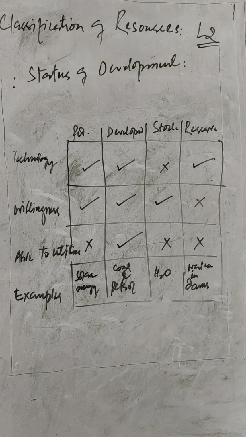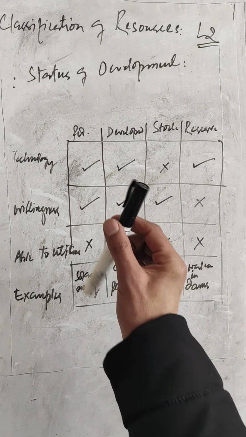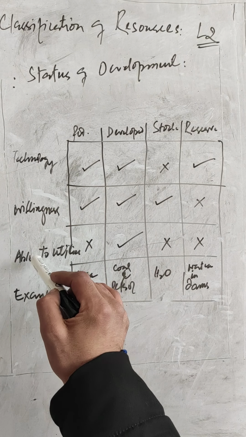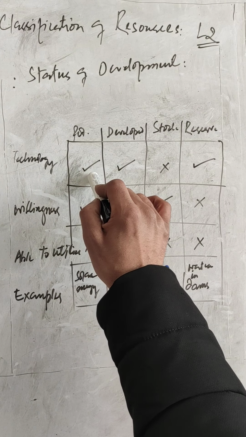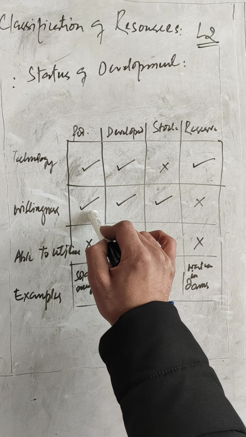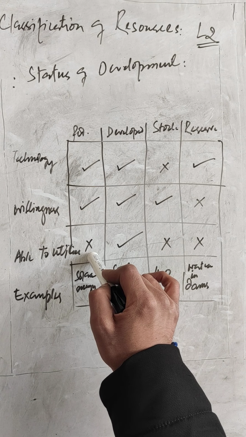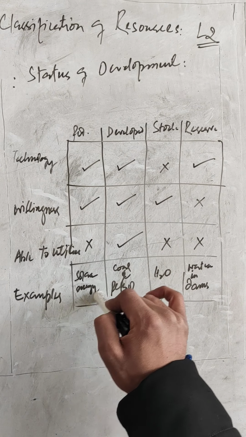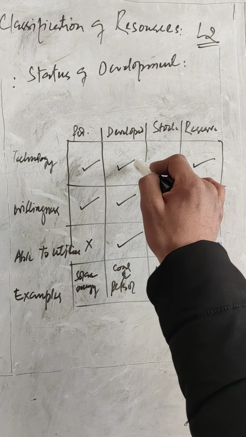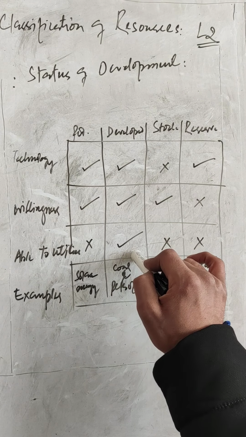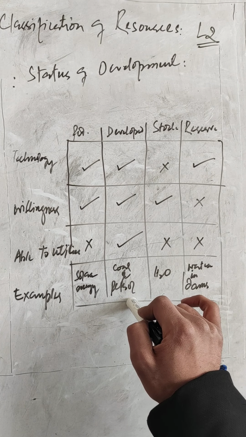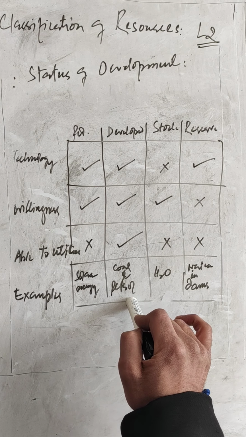As I was saying a few minutes before, potential resources are the resources which have the potential to satisfy the needs but are not being used. See here, on the basis of technology, on the basis of willingness, and whether we are able to utilize them or not. If we talk about potential resources, yes, we do have the technology, we are willing to operate, but we are not able to utilize them entirely, as I said in the previous example. In the developed resources, we have the technology, we are willing to operate, we are utilizing them, like coal and petrol. Currently we are operating them and satisfying our needs.